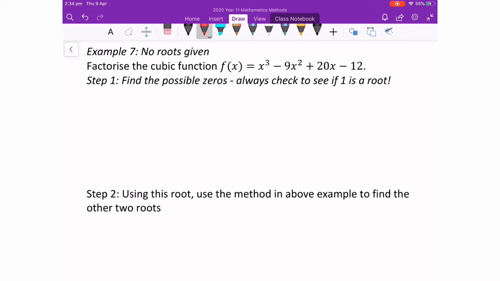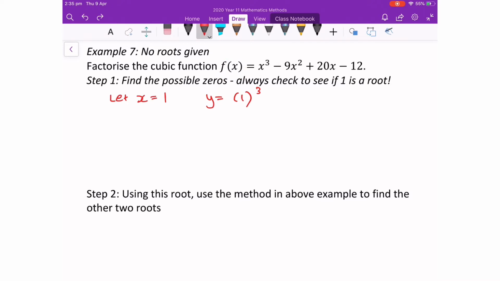Okay, so I'm going to try factorize the cubic function x cubed take 9x squared plus 20x take 12. Okay, so I'm going to see if 1's a root. So when 1's a root, the y is going to equal 0. And in this case, f of x is going to equal 0. So I'm going to let x equal 1. So that means y is equal to 1 cubed. So remember that y is the same as f of x.